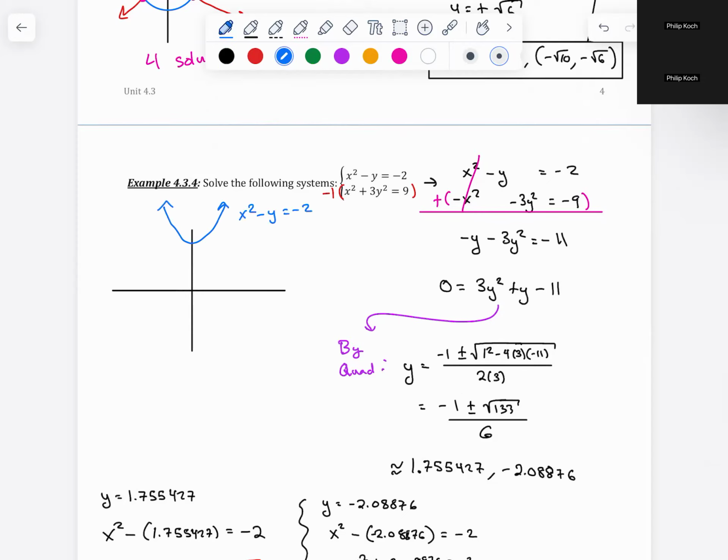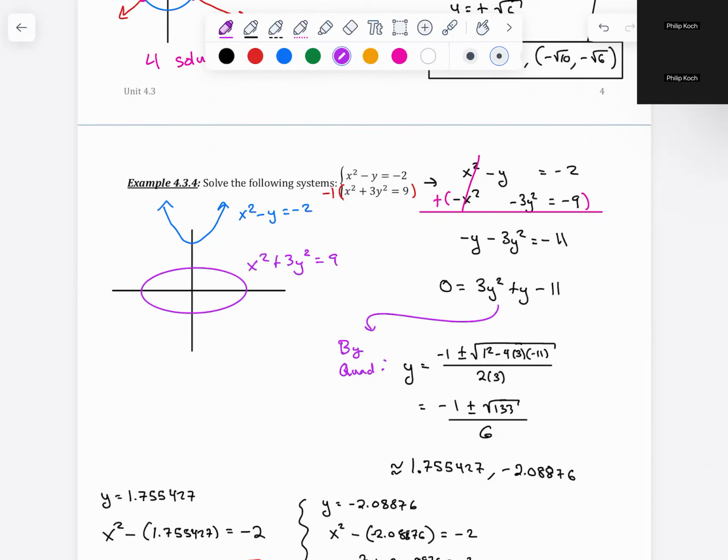And then x squared plus 3y squared equals 9. That is not a circle because it's not x squared plus y squared. The y squared has an additional constant on it, or coefficient. That's what we call an ellipse. And this is an ellipse that's longer than it is wide. It ends up looking like this. And so this is x squared plus 3y squared equals 9.